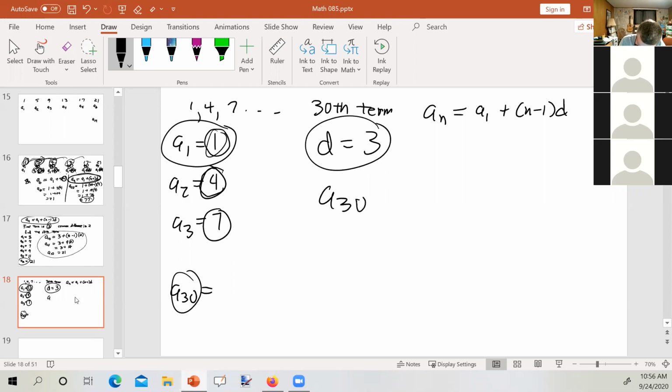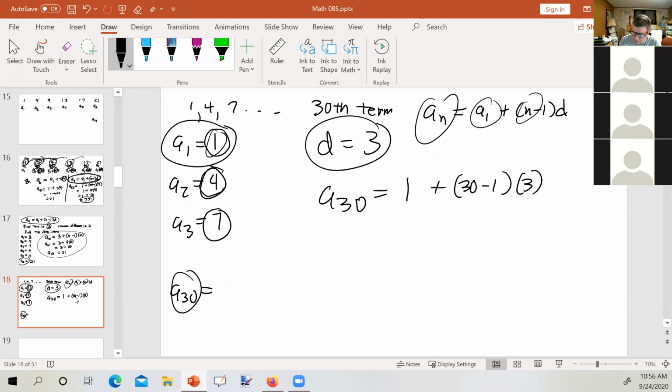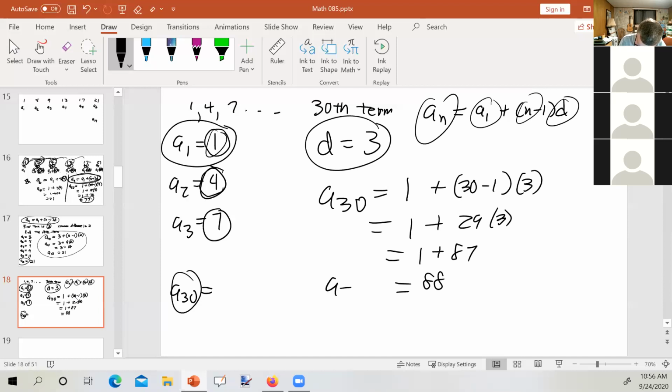Now we know a sub 1, we know d, and we know n. So a sub 30 is 1 plus 30 minus 1 times 3. Any question where I got that information? All right, so this is 1 plus 29 times 3. 1 plus, let's see, 87. So that would be 88. So if I were to write out all 30 terms, the 30th term would be 88.